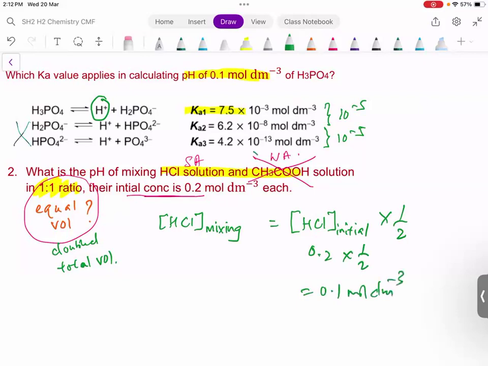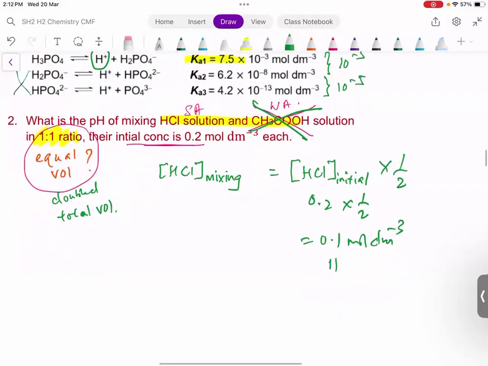We ignore the contribution by the weak acid. Being a strong acid, the H+ dissociated is also 0.1 mol per dm³. So what is negative log of 0.1? Still need to punch the calculator? Negative log of 0.1 is 1. pH 1. That's why I say no need for a calculator. Can?